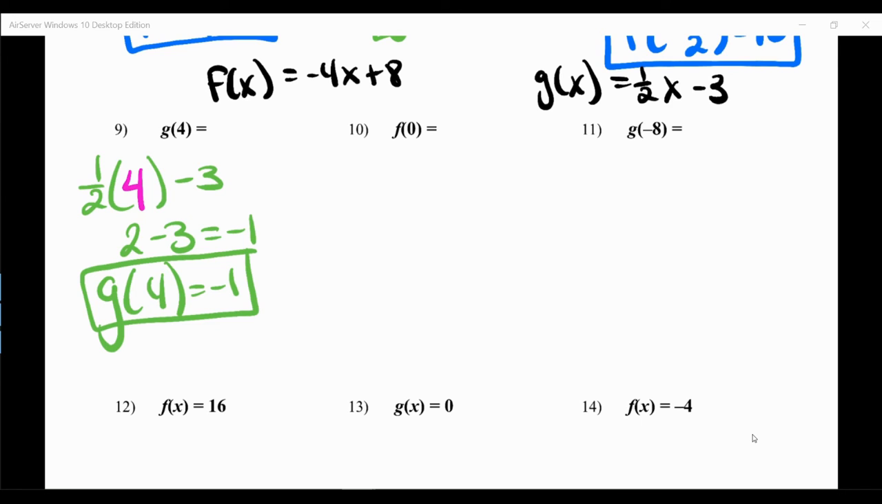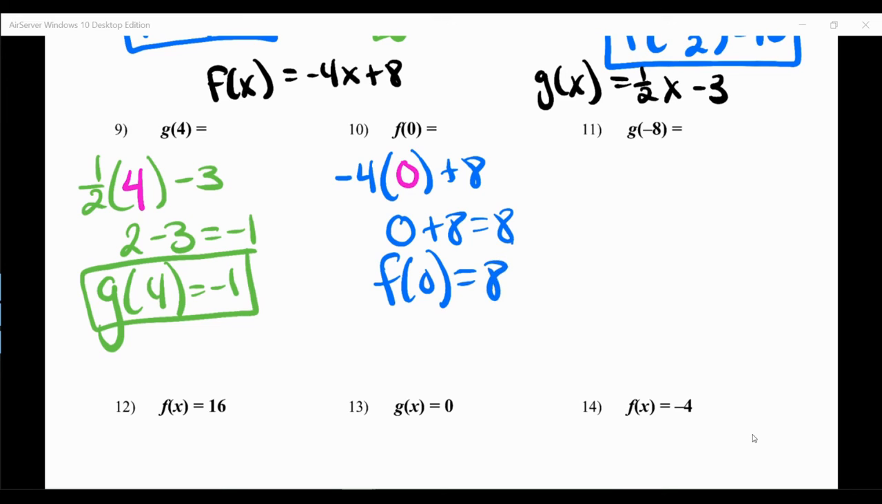f of 0. When x equals 0, what's the value of the function? So use f of x, substitute x equals 0, and evaluate. So f of 0 equals 8.